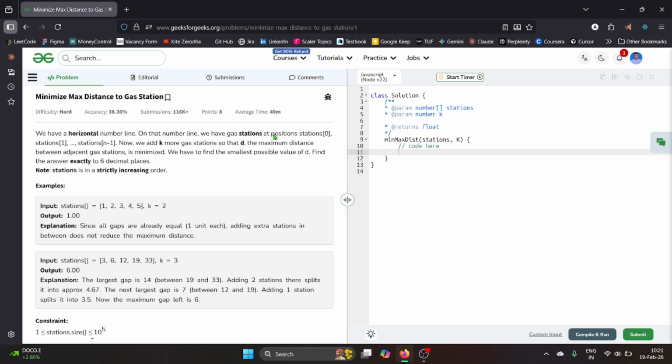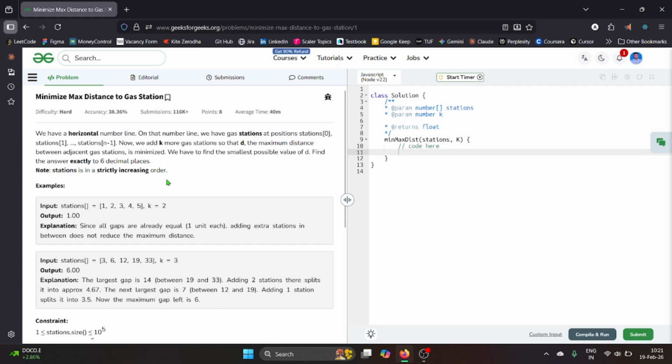Hello friends, welcome to our new problem statement, and that is a Geeks for Geeks problem. Our problem is minimize max distance of gas stations. It is a hard level Geeks for Geeks problem.